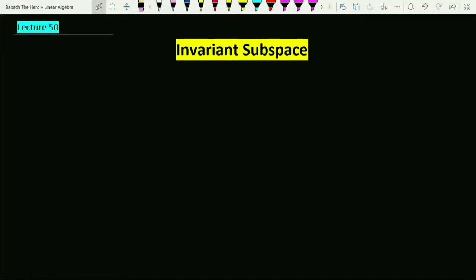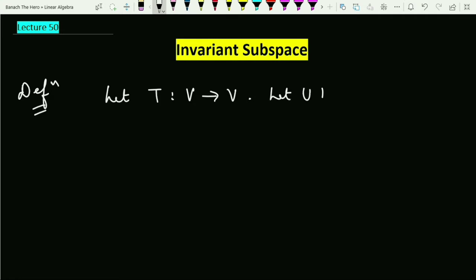In this video lecture, we will discuss a very important topic, that is an invariant subspace. So let me take the definition of invariant subspace first of all. In order to define the invariant subspace, I will consider a linear transformation. So let T be a linear transformation which is defined from V to V, that is a linear operator, right? So this is any linear transformation, and now I consider U to be any subspace of V.